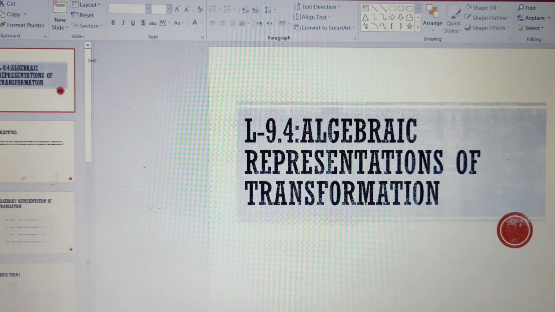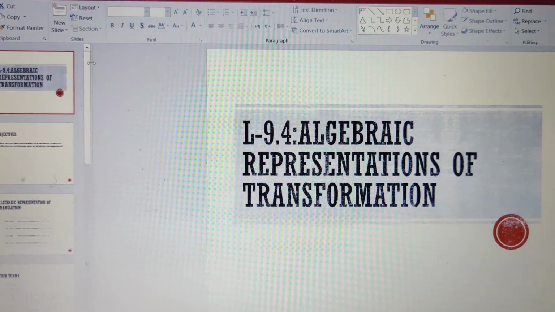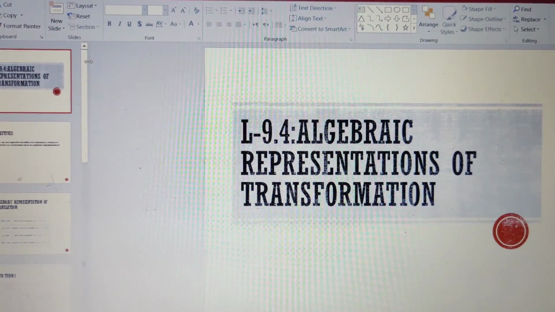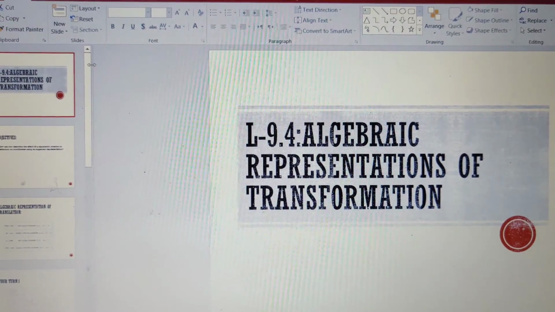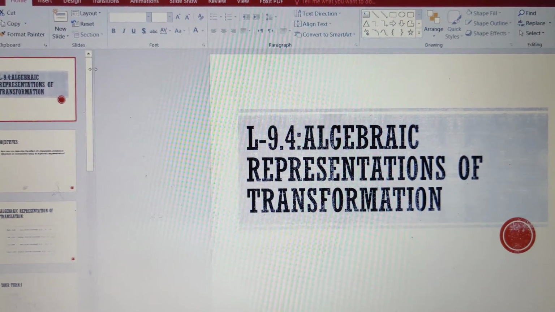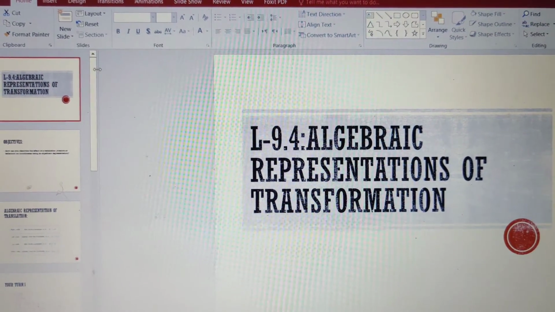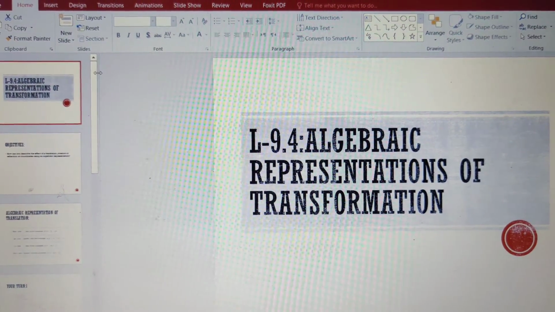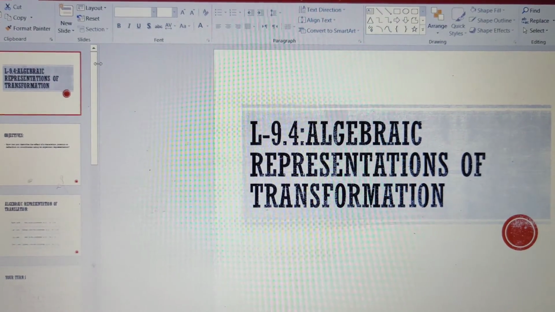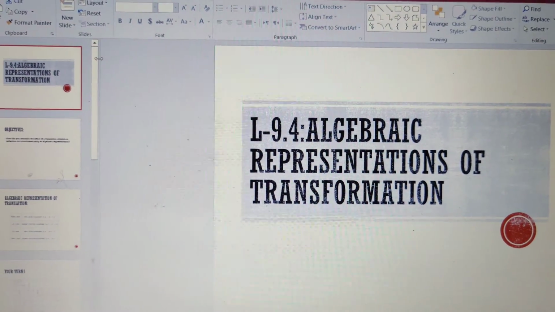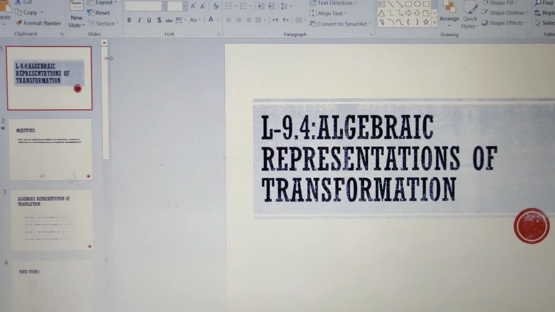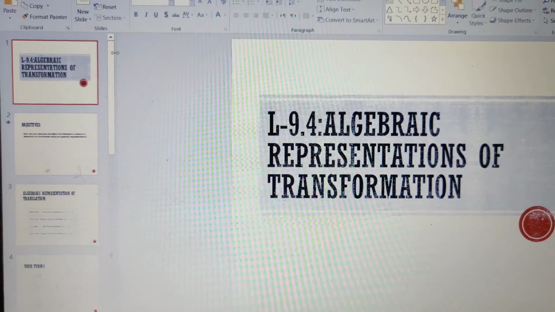And our lesson for today is algebraic representations of transformation. Here we studied in the last 3 subjects. We had 3 kinds of transformations: translations, rotations, and reflections. Here we have to show them in an algebraic way. We have to represent those transformations in algebraic representations.